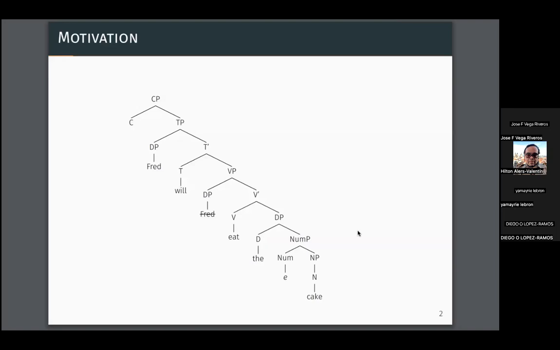So if you look at the X-bar representation of this tree, everyone's familiar with this by now, you can see that there's some repetition that we want to avoid, specifically in the categories. You can see the tense.